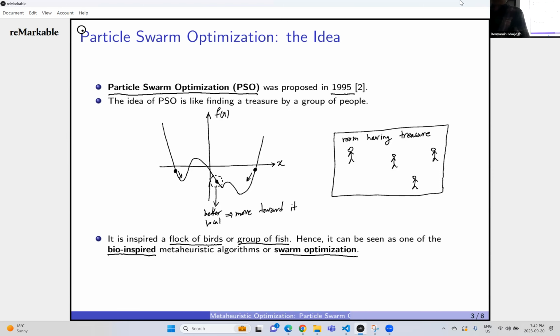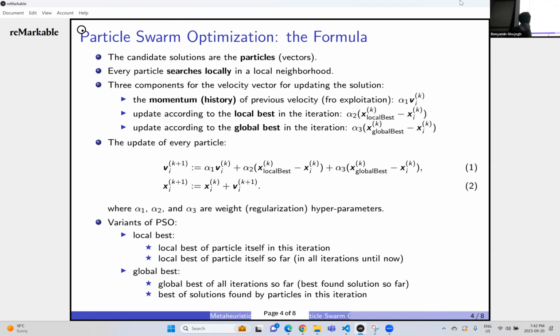So this was the idea. Now the formula. Okay. So the candidate solutions are particles or vectors. By the way, the particles can be vectors, can be matrices, depending on what your optimization variable is. If your optimization variable is a scalar, the particle is a scalar. If it is a vector, the particle is a vector. If it is a matrix, the particle is a matrix. So you have particles, and at each particle or at each variable, you can evaluate your fitness or cost function. Agree? Okay.